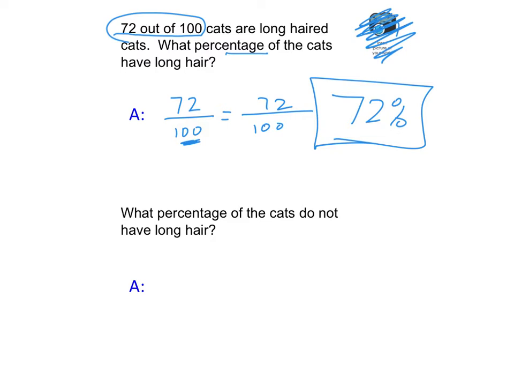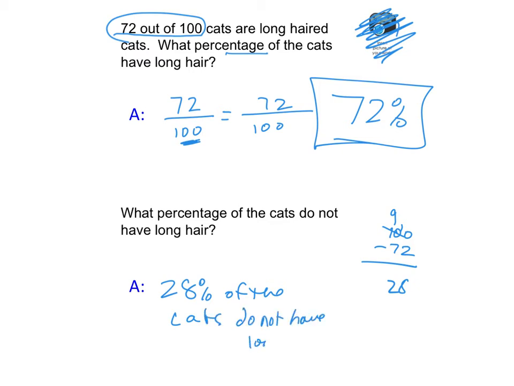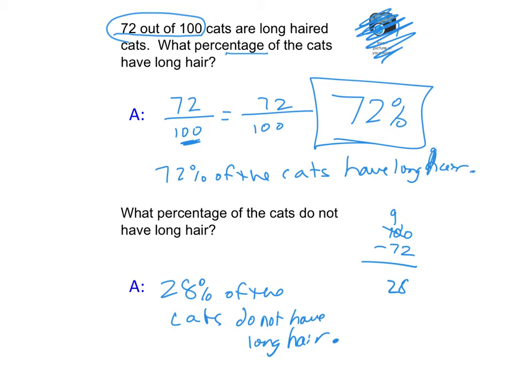What percentage of the cats do not have long hair? So all the cats are 100 minus 72. So that would be 28% of the cats do not have long hair. Period. So these are story problems, so I forgot to write my sentence up there. 72% of the cats have long hair. So if they don't have long hair, it's 28%. So those two have to add up to 100. So that's what we did there.